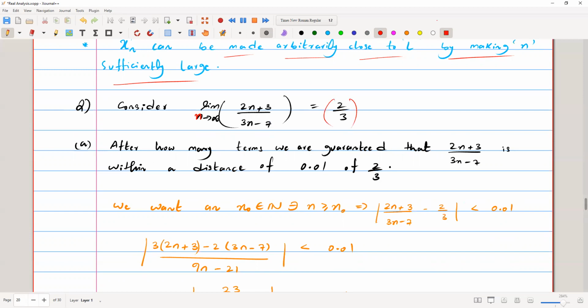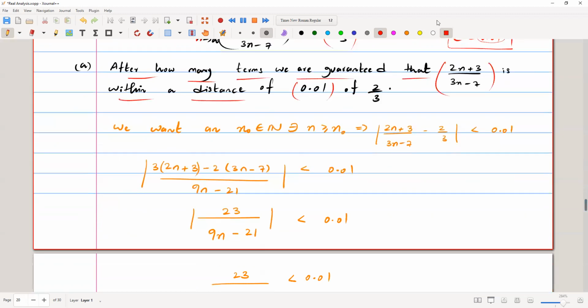Now, for understanding, I've taken this question: after how many terms are we guaranteed that this sequence is within a distance of 0.01? That is, in this case, I'm taking epsilon equals 0.01. I want to see after how many terms I can get the distance |xn - L| less than 0.01. So I want to see that for my understanding.